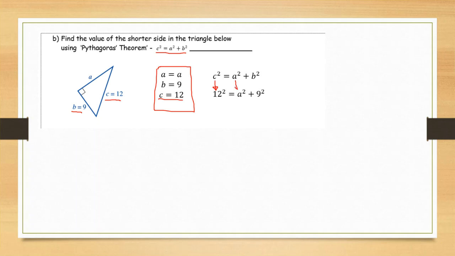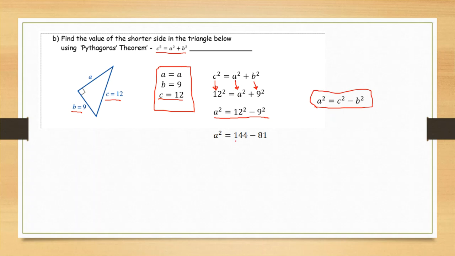A we're looking for, so it doesn't change, but B gets substituted for 9. Then we solve the equation, take away 9 squared from both sides, and we get A squared equals 12 squared minus 9 squared. You might have used this rule before as well.